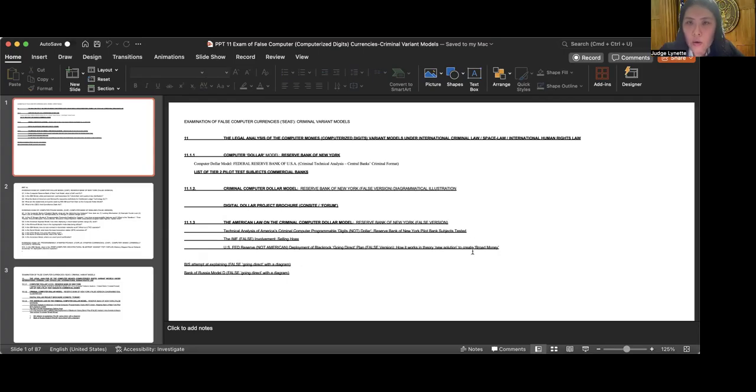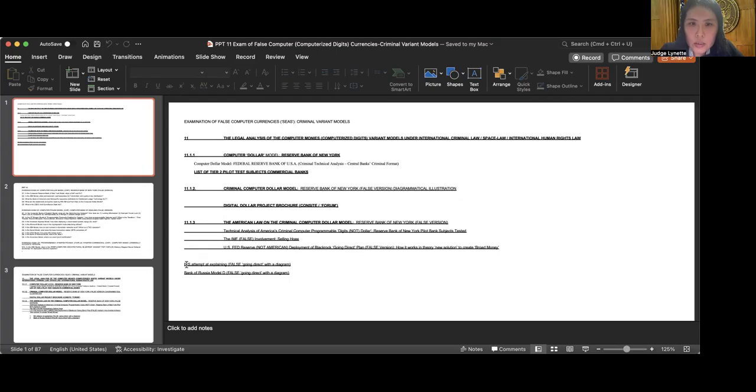So we will also examine this as well and how it works in theory, and what is the meaning of broad money and base money, a recap of these concepts. So there is a BIS attempt at explaining the going direct with a diagram, and also the Computer Virtual Bank of Russia, not the Bank of Russia, not Russia.